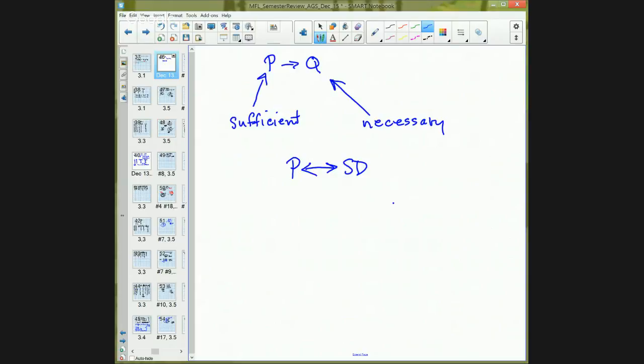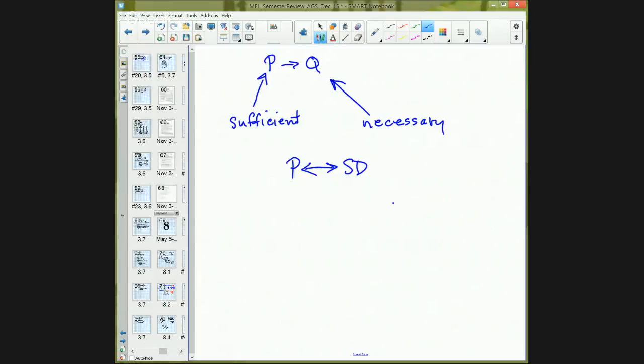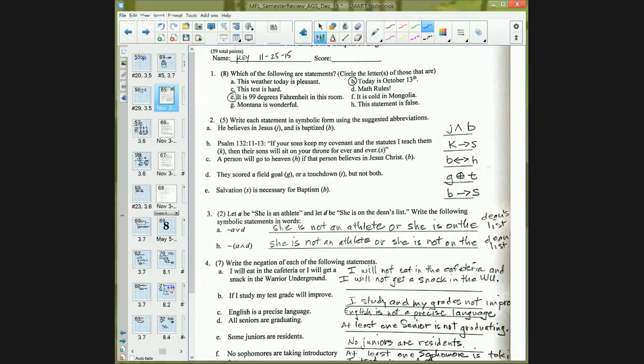Now, do you guys remember the one test question I gave you on this? Let me show it to you, if I can find it. Yeah, there it is. This one right here. I circled it in red. I said salvation is necessary for baptism. Now, what's necessary, salvation or baptism?